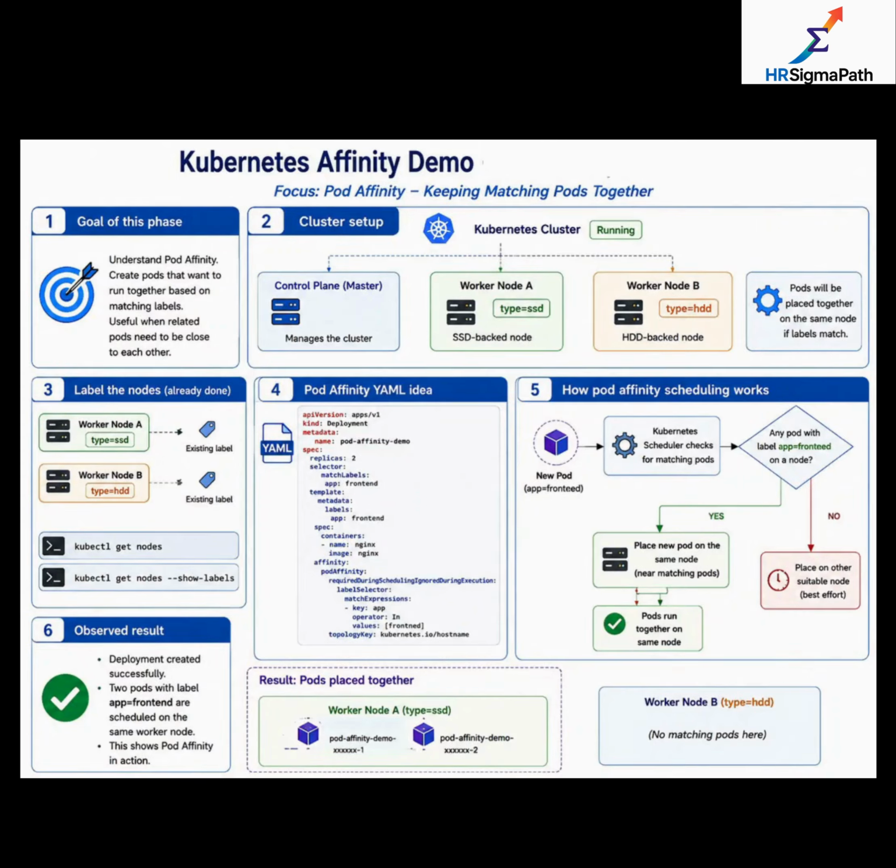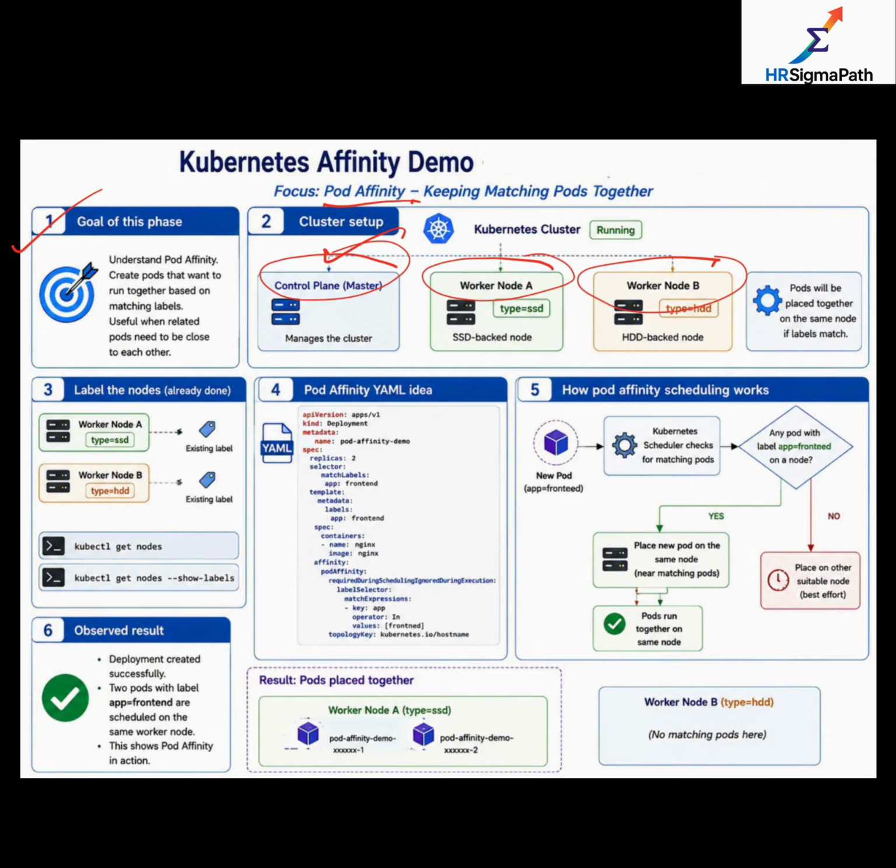Now in this phase we are focusing on pod affinity. The goal is to understand how Kubernetes can place pods close to other matching pods. This is useful when related pods need to stay together for better communication. So this is our cluster view. We have one control plane, which manages the cluster, and then we have multiple worker nodes, which are the actual machines where pods run.